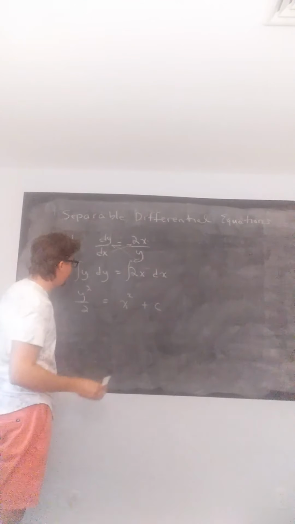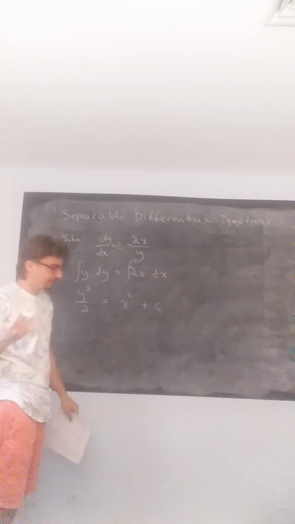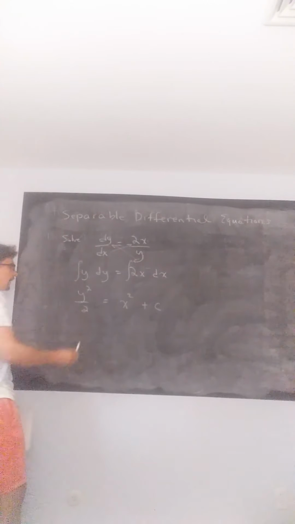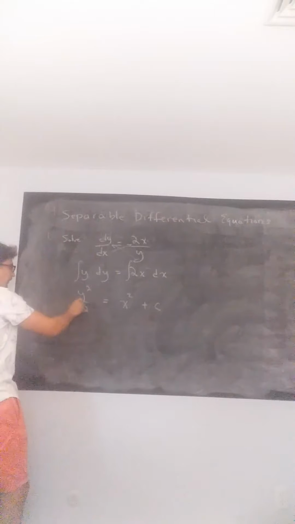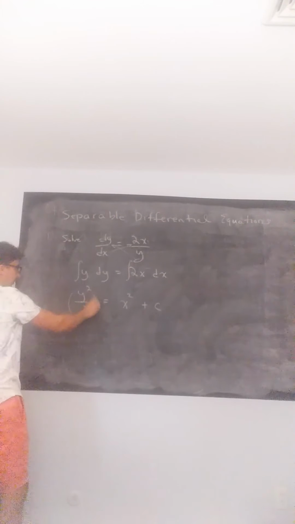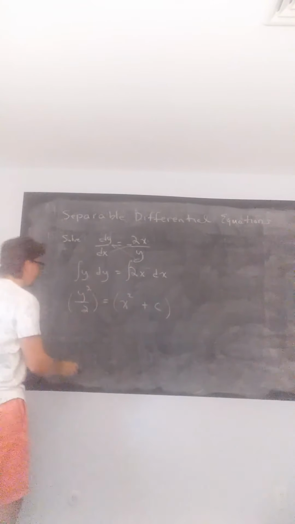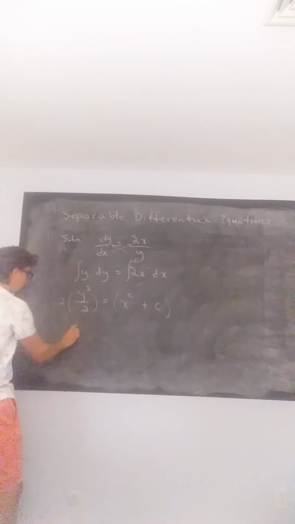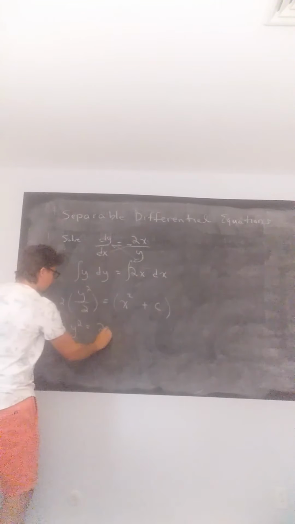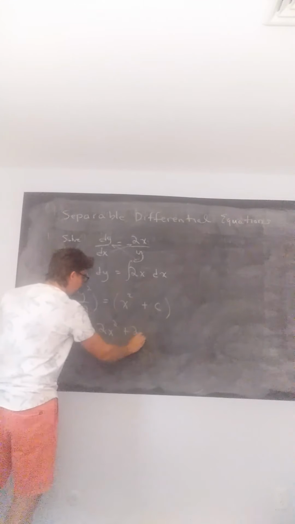Sometimes we can write in place of c a k, and that happens too. So now what we're going to do is multiply both sides by 2 to get rid of this. Our goal again is we want to get this thing to be y equals. So if we multiply both sides by 2, we get y squared equals 2x squared plus 2c.